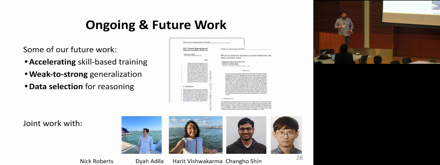In terms of what we're thinking about now, this is really the very beginning of what we're trying to do. We're trying to figure out how to dramatically accelerate this idea of skill-based training that I started off by talking about. We are especially looking at a very fun problem called weak to strong generalization. This is where the supervision that we use to train a model is actually coming from some weaker model. So we're trying to get rid of expert supervision, which is very limited, by using models as well.